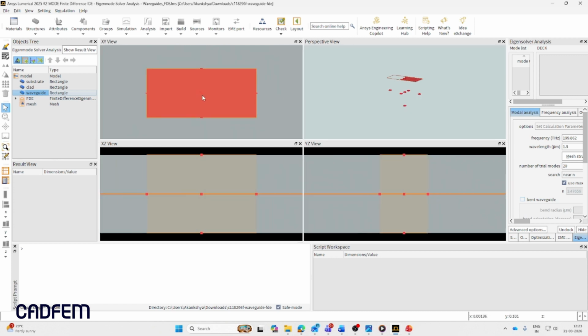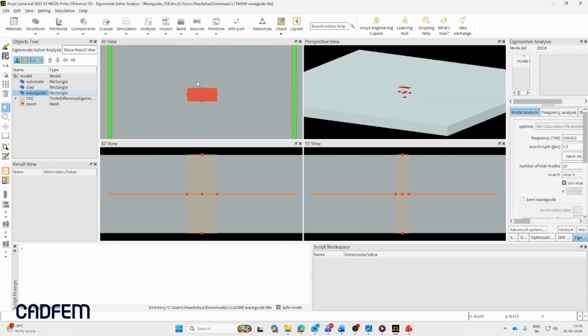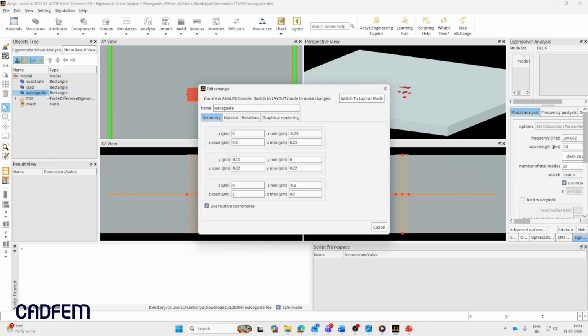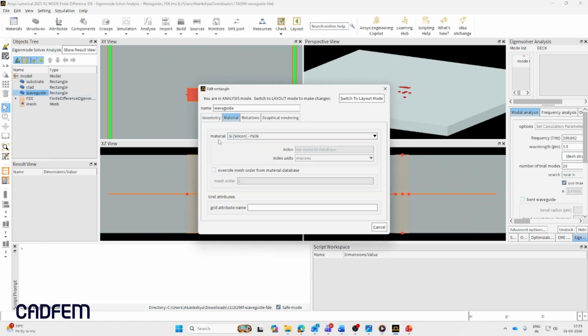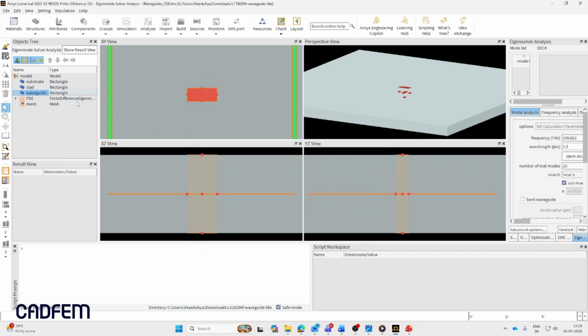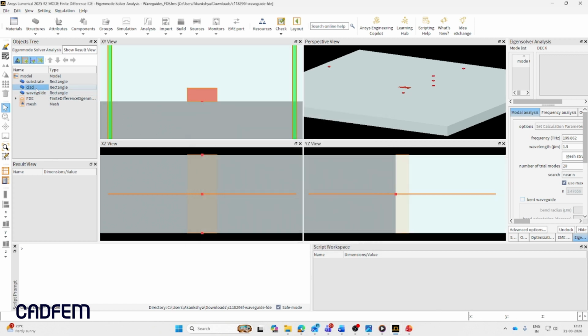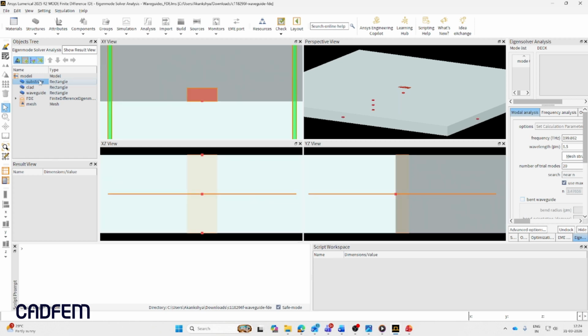The FDE solver analyzes waveguides using a cross-sectional mesh, capturing mode profiles, losses, and frequency-dependent effects like dispersion and group delay, while efficiently representing complex electromagnetic behavior. Let us now look at the model. Here, a waveguide structure has been defined.